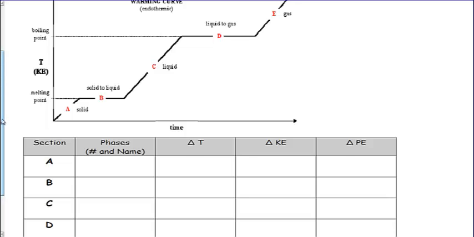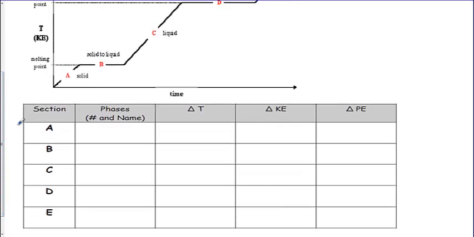So let's start with section A. So Mr. G, tell us, how many phases do we have in section A? There's only one phase, solid. Yes, one phase, and that would be the solid phase. Very good. Do you see a change in temperature? Yes, temperature is increasing.